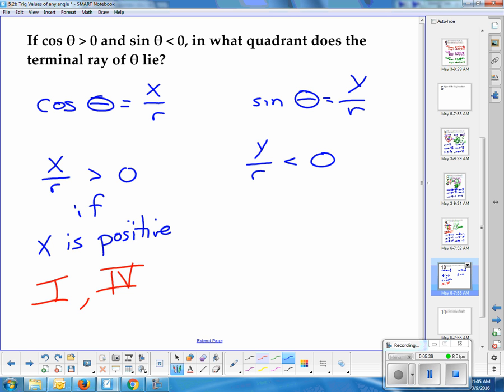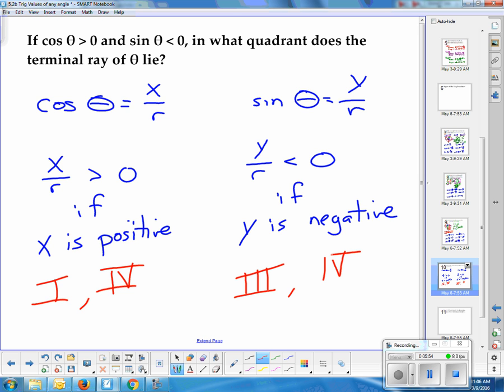So y over r will be negative only if y is negative. And where on the coordinate plane do we have negative y coordinates? Well, we have negative y coordinates in quadrant 3 and in quadrant 4.